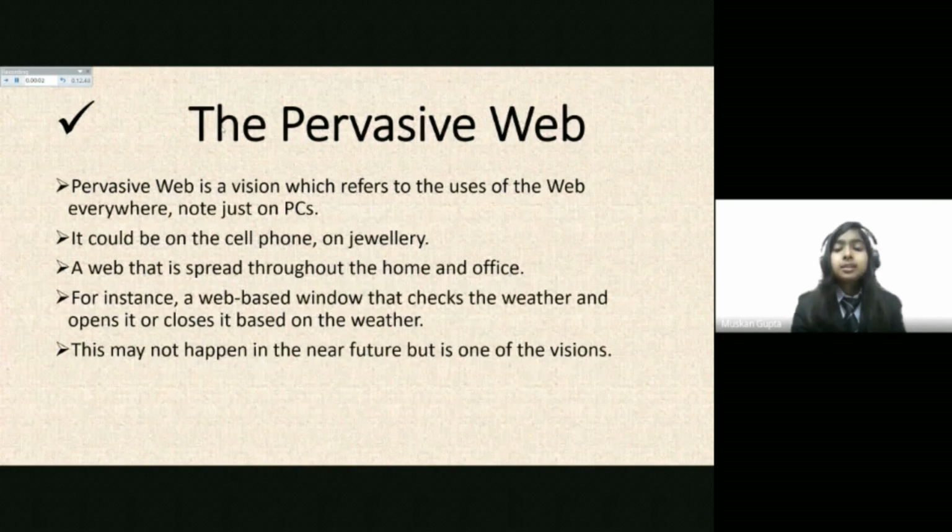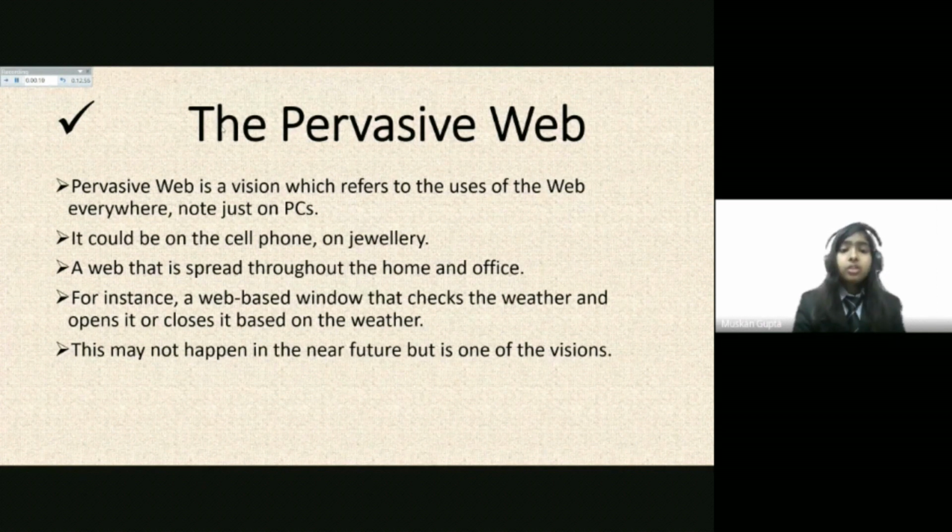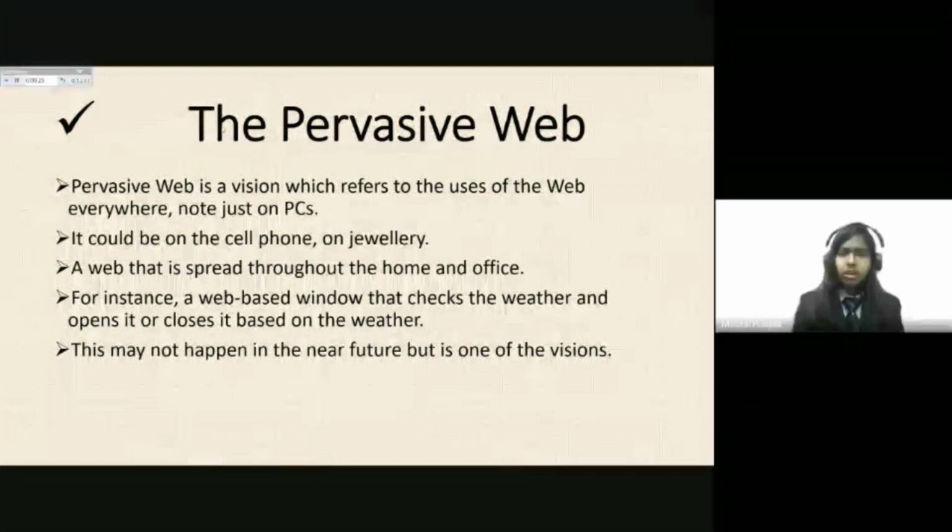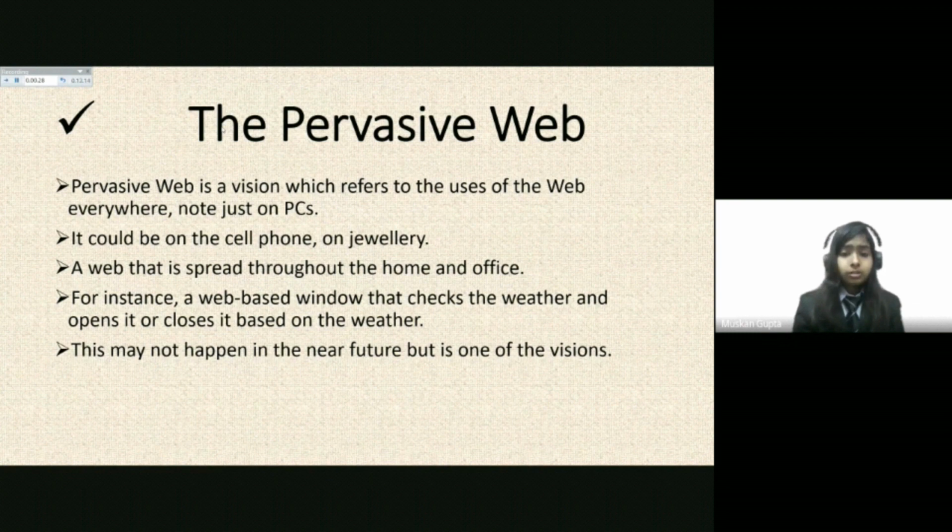Now, the pervasive web. Pervasive web is a vision which refers to the use of the web wherever, not just on PCs. It could be on the cell phone or jewelry. A web that is spread throughout the home and office. For instance, a web based window that checks the weather and opens or closes based on the weather. This may not happen in the near future, but it is one of the visions.